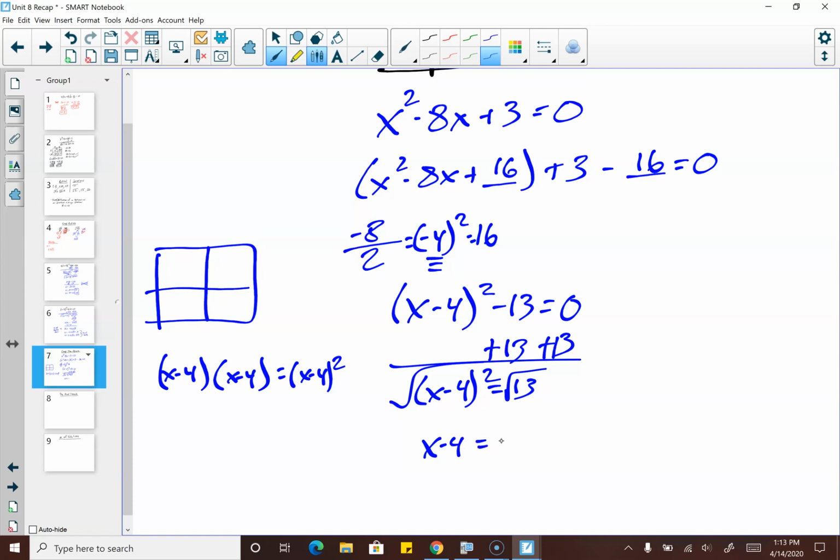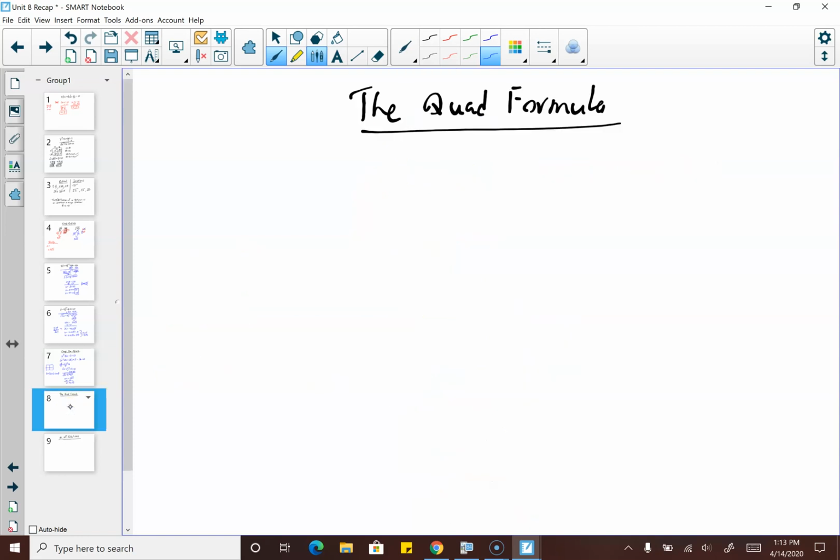13 is not perfect. 13 does not split, so we just get plus or minus square root 13. We'd add the 4 to both sides, and you get x equals 4 plus or minus square root 13. All right, and that would be a completing the square with something that we're going to solve.